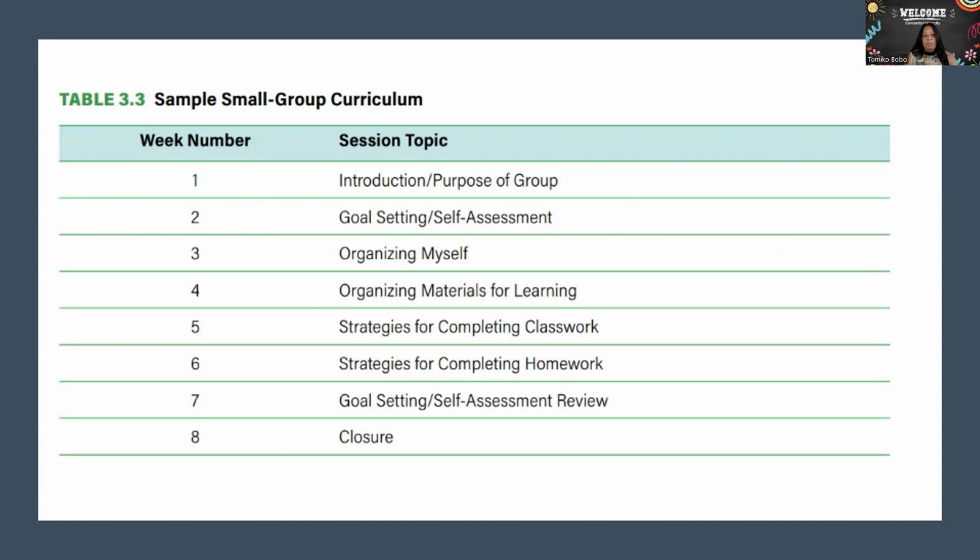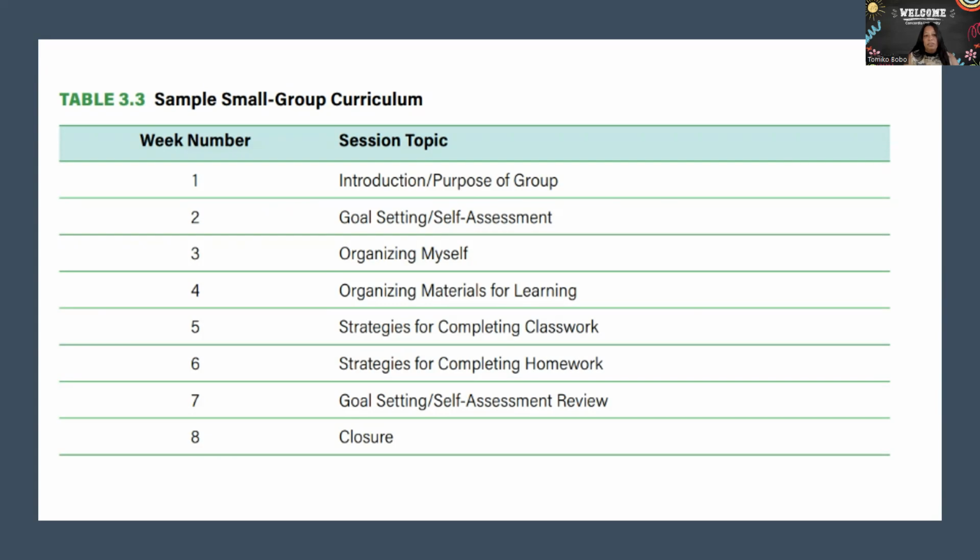And then here's a sample small group curriculum. For week 1, an introduction and purpose of the group. For week 2, goal setting and self-assessment. Week 3, organizing yourself or organizing the students. Group week 4, organizing material for learning. Week 5, strategies for completing classwork.